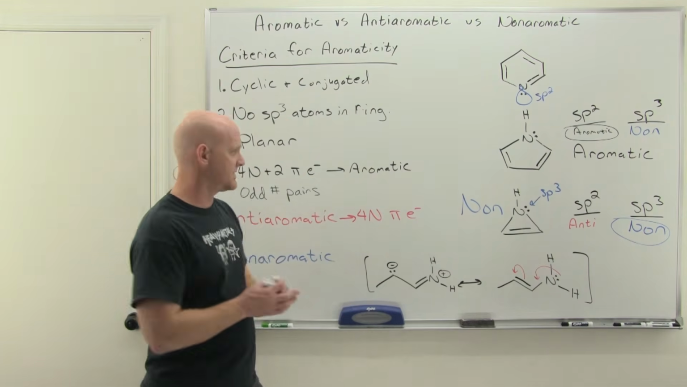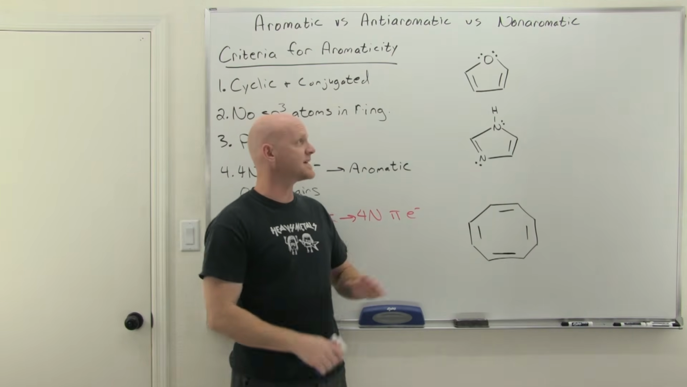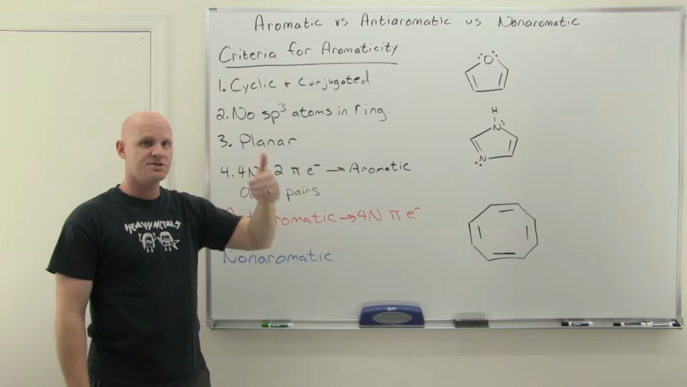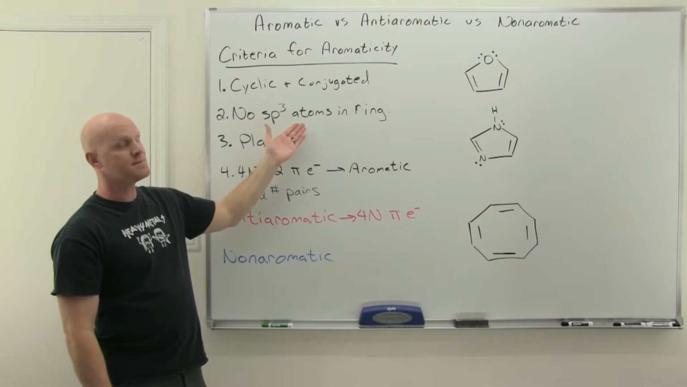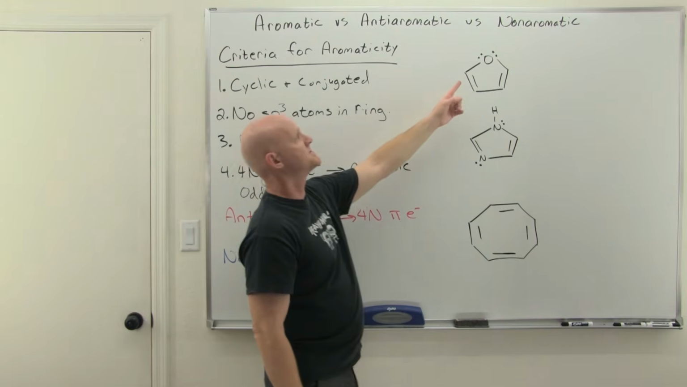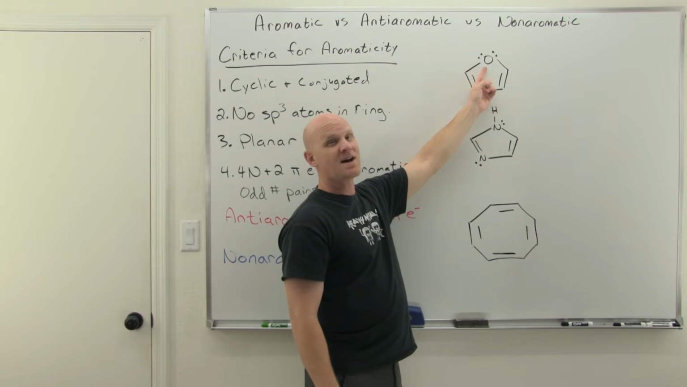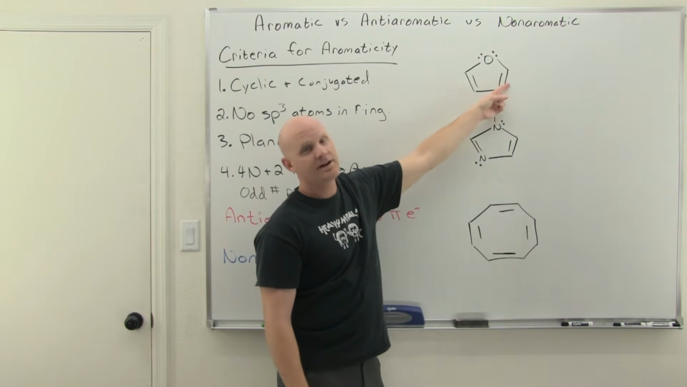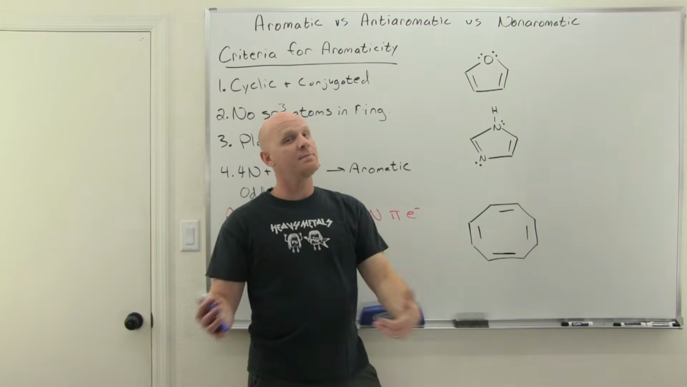Let's look at some more examples. All right, so the next three examples here, and look at the top one here. So cyclic and conjugated, check. Any sp3 atoms in the ring? Well, let's see. The only atom that looks sp3 is this oxygen, but he does have lone pairs, and he is one bond away from pi electrons on both sides, so he might not be sp3.